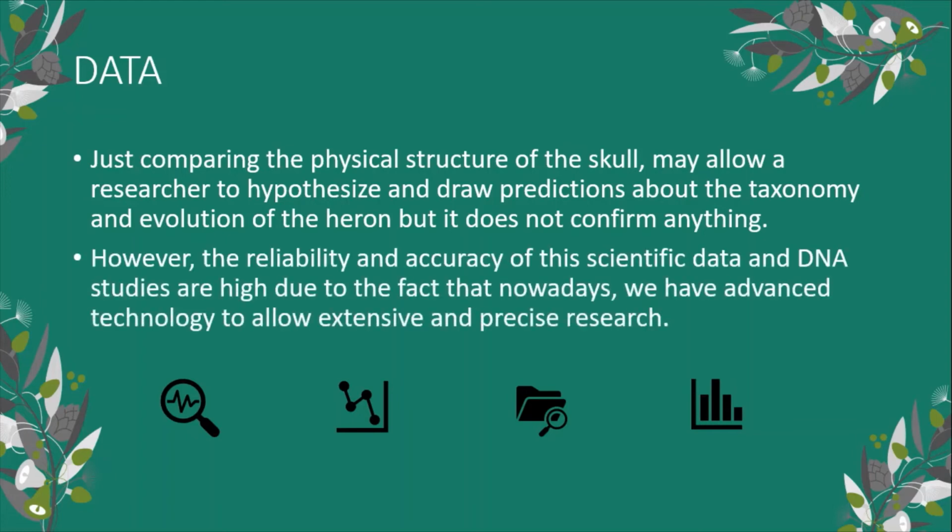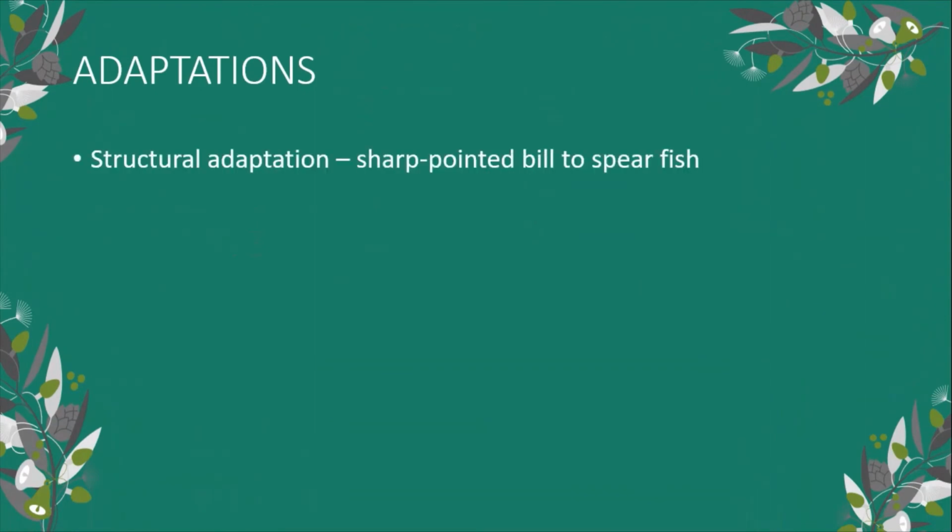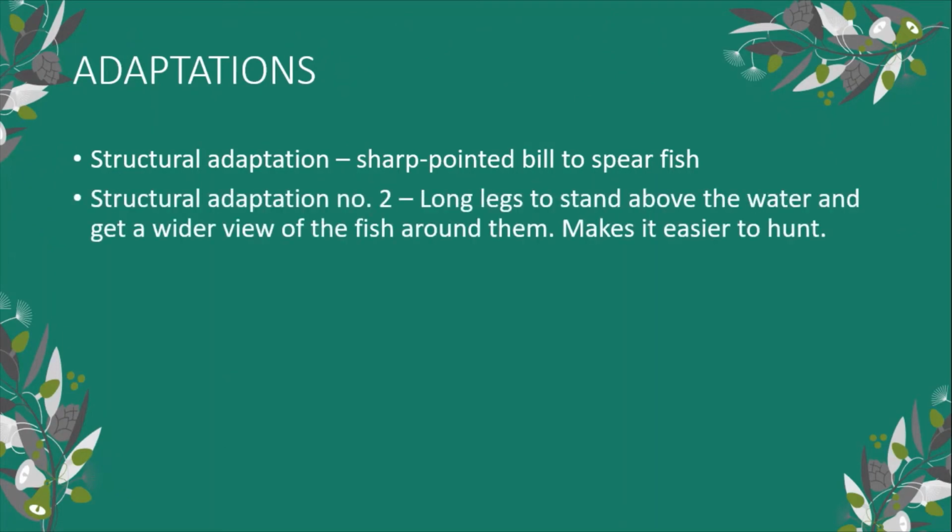However, the reliability and accuracy of this scientific data and DNA studies are high due to the fact that nowadays we have advanced technology to allow extensive and precise research. A structural adaptation of the heron is its sharp pointed bill, which helps it spear fish in the water whilst hunting. Another observable adaptation is its long legs, which help it to stand above the water and have a wide view of the fish around them, so it's much easier to target.